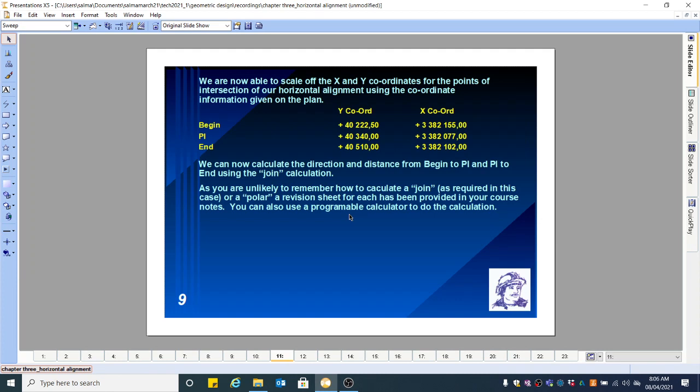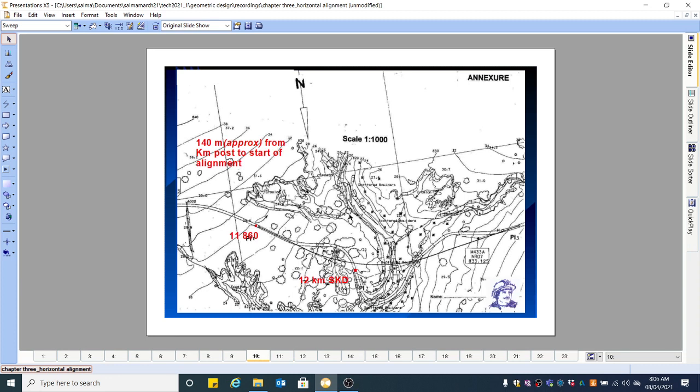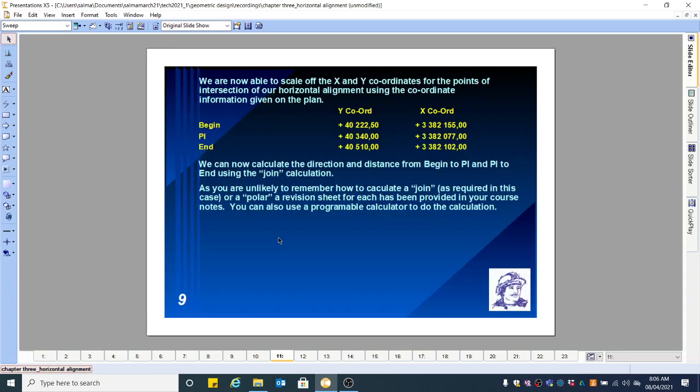We are now able to scale off the X and Y coordinates for the points of intersection of our horizontal alignment using the coordinate information given on the map. So you had those grids over there, so now you can scale off the beginning, the PI, and the end, because you know from the grids wherever they sit, you can get a coordinate easily based on the grids that you already have and scaling of distances. So you can pick up coordinates like that.